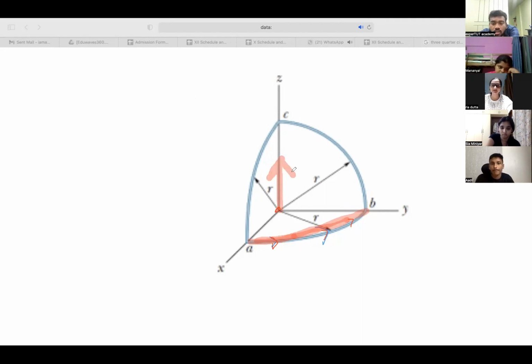Plus, yes or no? Yeah, plus. How much is it? It'll be mu naught I by... wait, 1/4 of mu naught I by 2r. Very good, and then it'll be plus Z, K cap. Write that down: 1/4 of mu naught I by 2r into plus K cap. Right? See how easy this is?